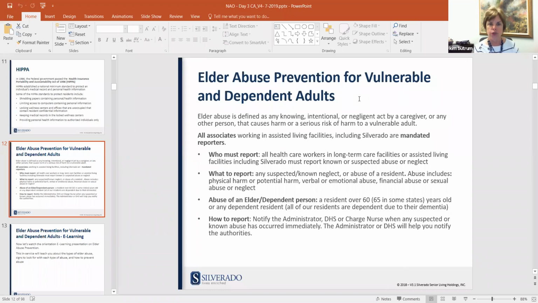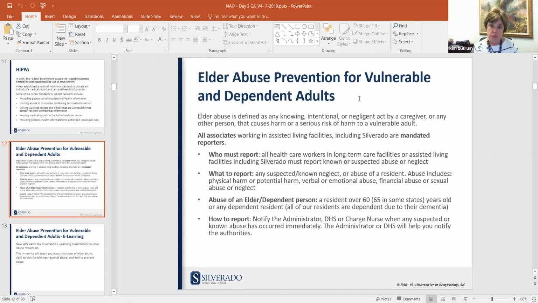So first, elder abuse is defined as any knowing, intentional, or neglect act by a caregiver or any other person that causes harm or a serious threat of harm to a vulnerable adult. So all associates working in any assisted living community, including Silverado, are mandated reporters. What that means is that all healthcare workers in any facility, including Silverado, must report known or suspected abuse or neglect. What do you report?